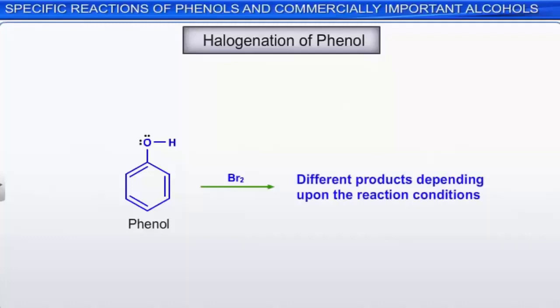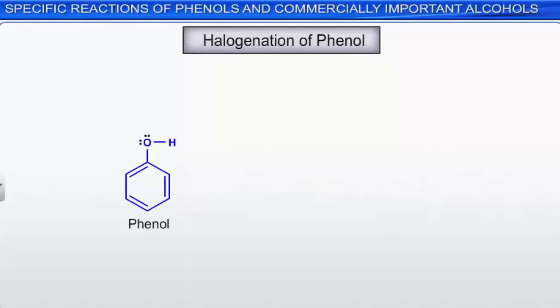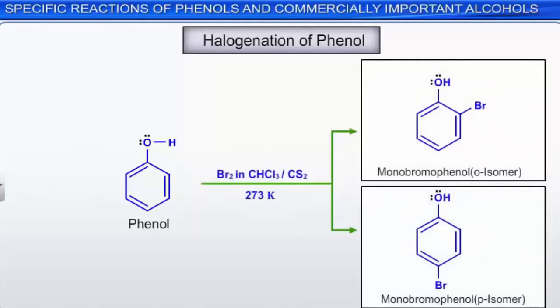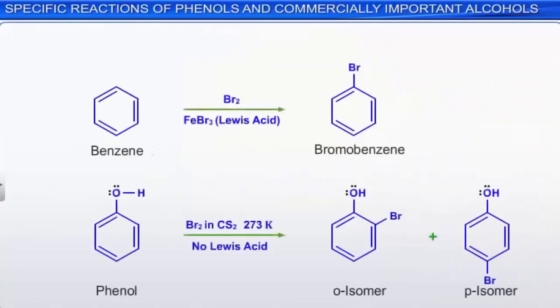Let's look at this in more detail. If phenol is treated with bromine in low-polarity solvents, such as chloroform or carbon disulfide, at room temperature, monobromophenols are produced. Unlike benzene, no Lewis acid is needed for this reaction to occur, because phenol is much more reactive than benzene.